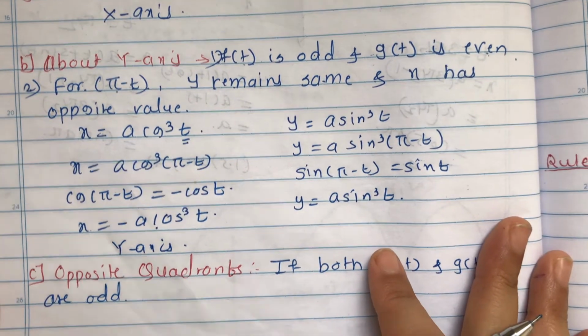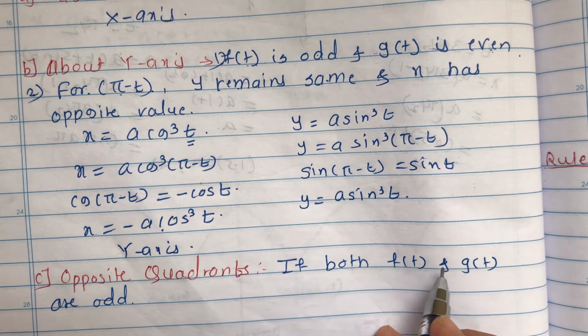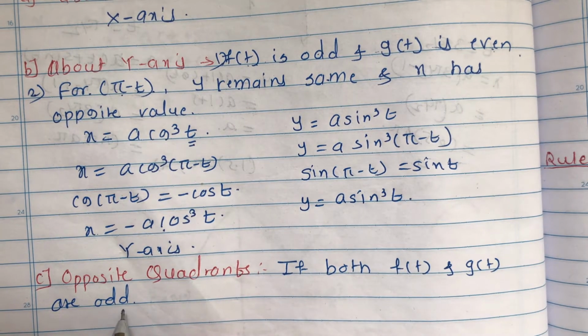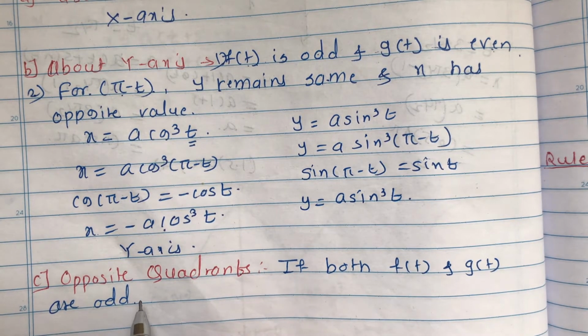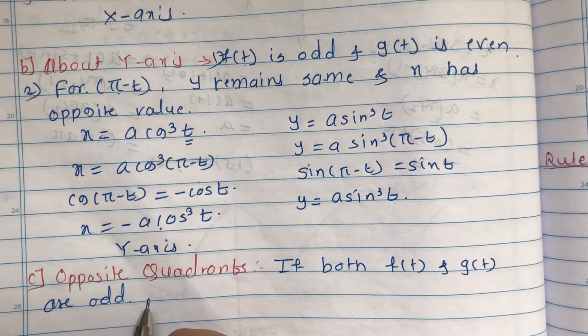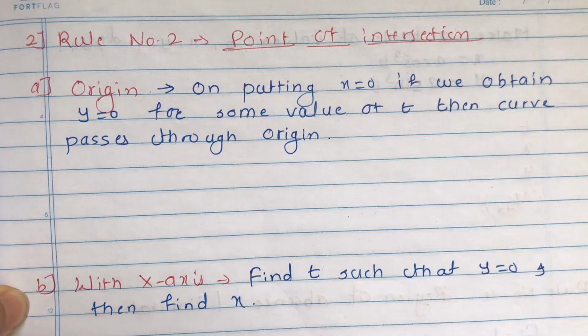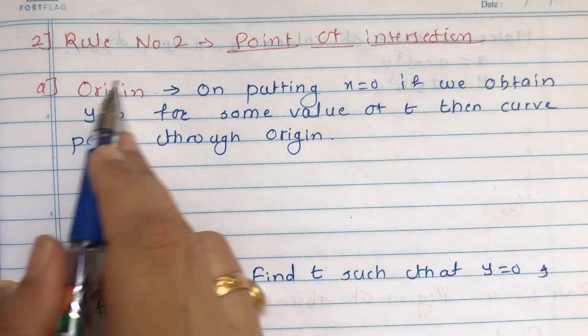Now next is opposite quadrants. What is the condition? If both f(t) and g(t) are odd, then the curve is symmetric in opposite quadrants. But here f(t) is even, so there will be no symmetry in opposite quadrants. Next, rule number 2.